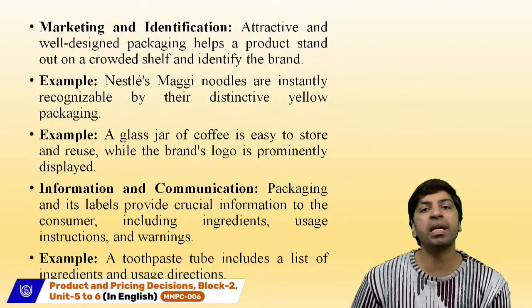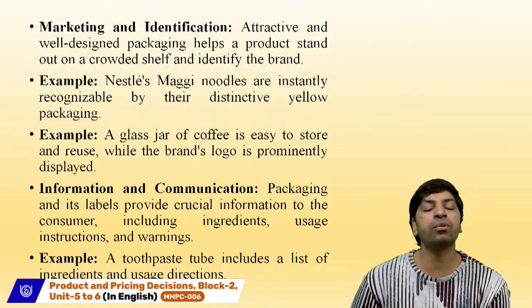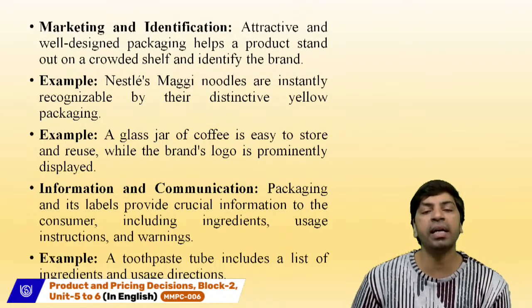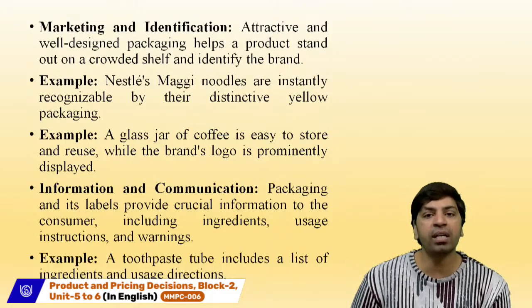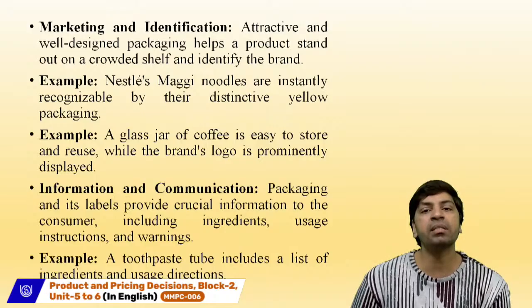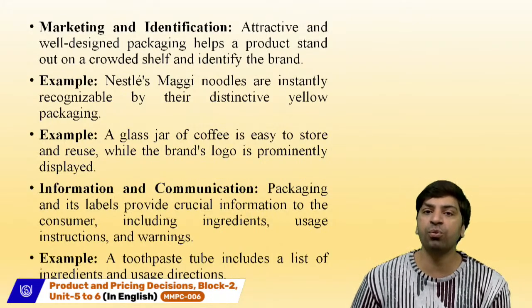Next is information and communication. Packaging and its labels also provide crucial information to the customers, including ingredients, usage instructions, and warnings. For example, a toothpaste tube includes a list of ingredients and the usage directions. Even medicine packaging shows the manufacturing and expiry date to use.